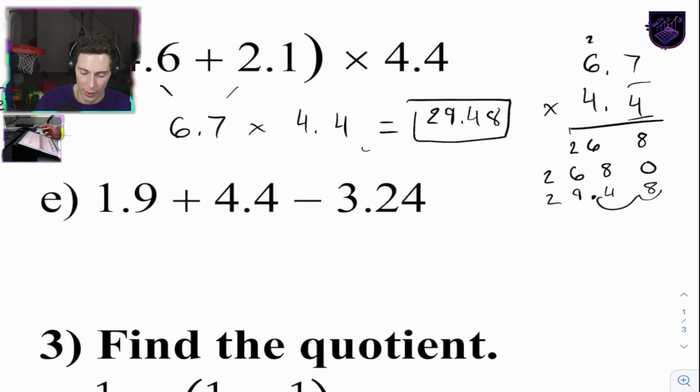Decimal, all right. 1.9 plus 4.4 minus 3.24. So, moving left to right because it's addition, we want to make sure we are adding in the proper order. 4.4 plus 1, 5.4 plus 0.9, 6.4, 6.3. I added a whole one and then took 1/10 step back. 6.3. Now 6.3 minus 3.24.